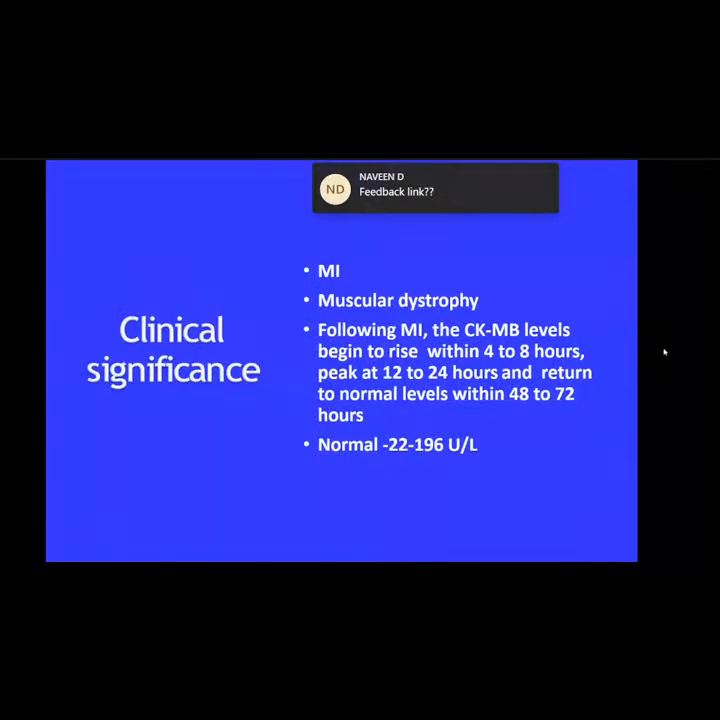And as I told, it is increased in muscle damage and also in heart diseases, mainly in heart attack. The level is increased. Normal level of this enzyme is 22 to 196 units per liter.